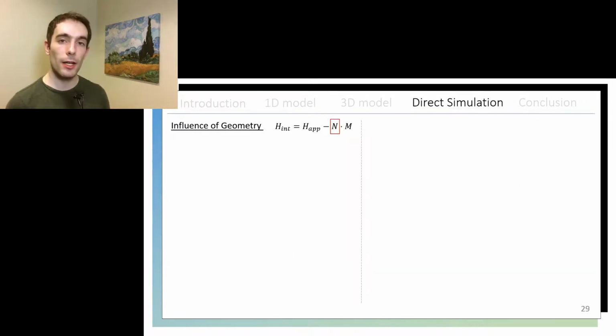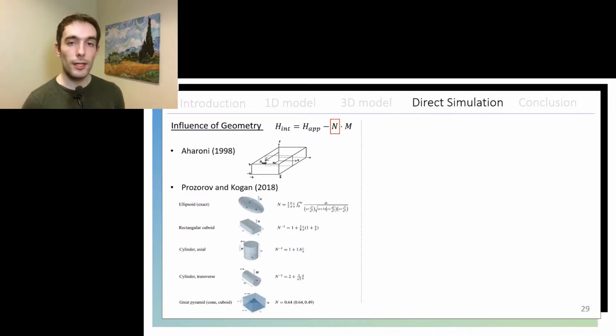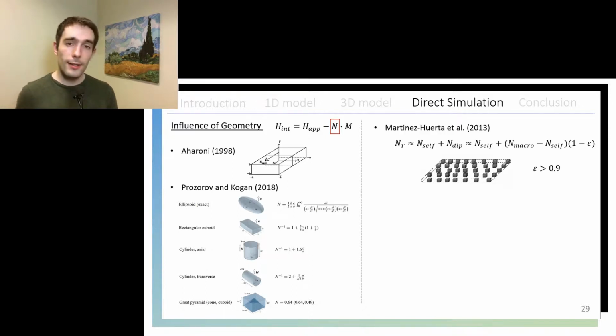As I have explained earlier too, the geometry of the regenerator highly influences the perceived magnetic field. So the effort has been to approximate that demagnetization constant I talked about earlier. Aroni provided an average value for that demagnetization constant for rectangular prisms. And then Pozolov and Kogan more recently provided more average values for different geometries like cylinders, cones, and pyramids. However, what we're really interested in for the simulation of magnetic regenerators would be the demagnetization of clusters of particles, because we have a porous structure in the regenerator.